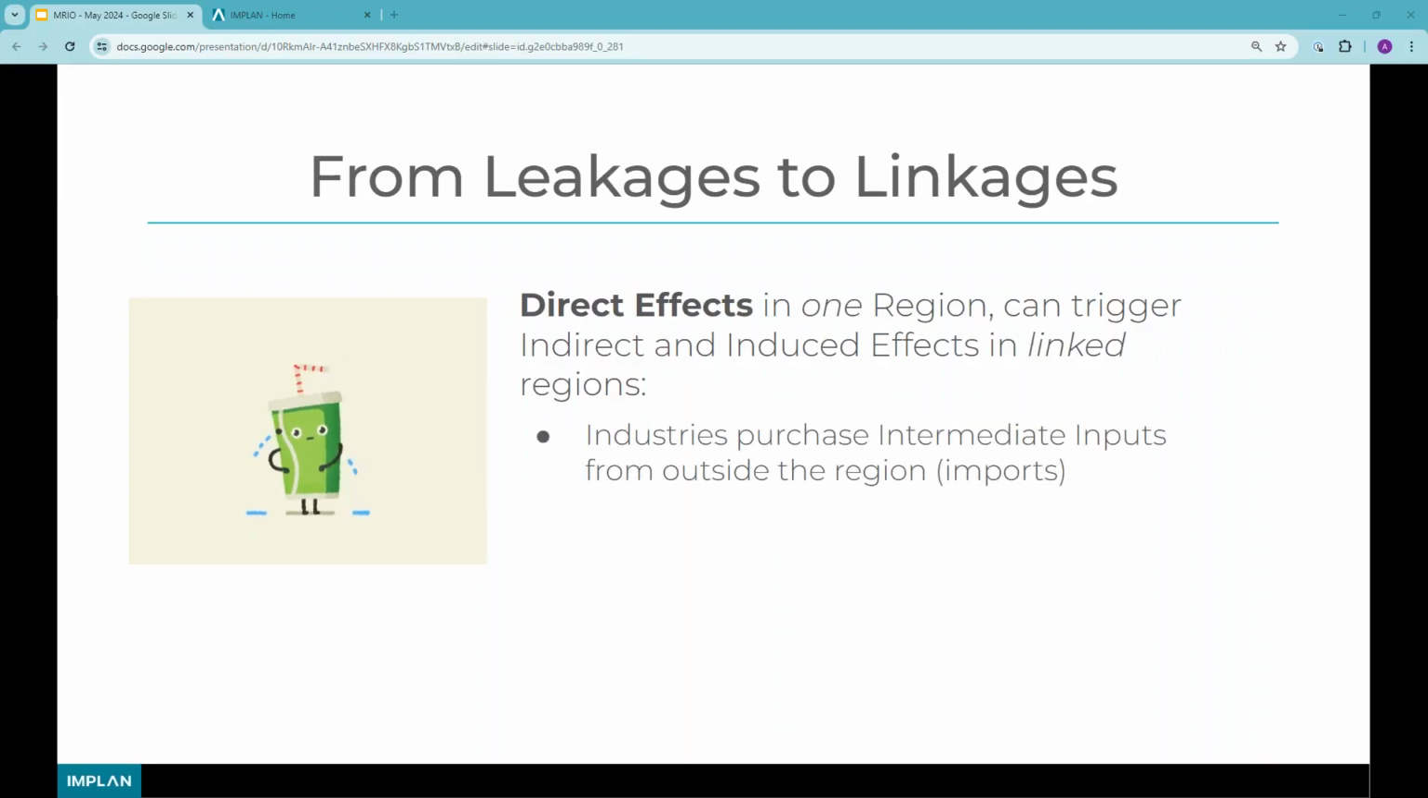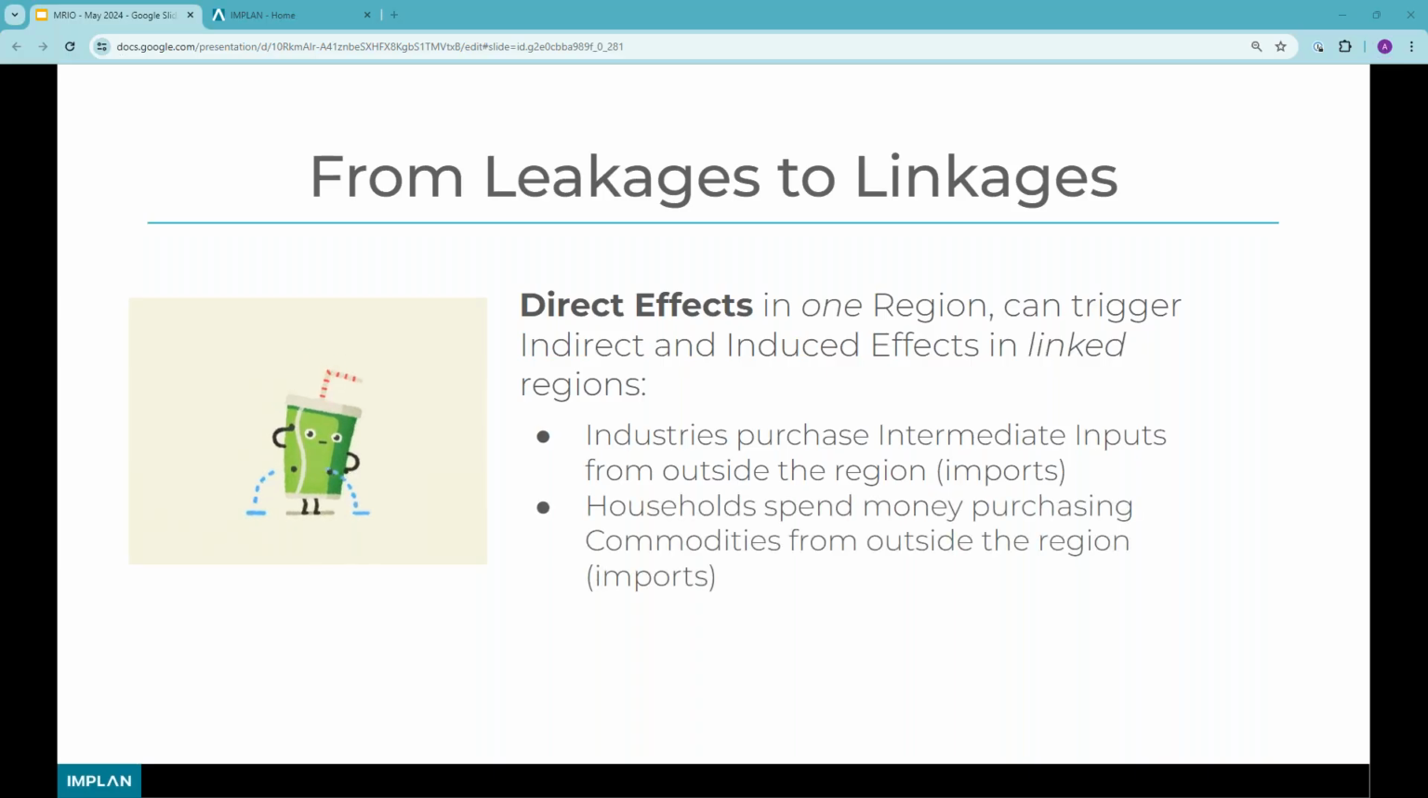The first one comes from industries themselves. When industries purchase their intermediate inputs, or those goods and services that they need in order to produce their own product, thinking about something basic like a bakery, they're going to purchase flour and sugar. But what if they can't get that flour in their region? They're going to have to import it. If they happen to import it from the county next door, and we've included that in our study, we're now going to be able to track those dollars to that neighboring region.